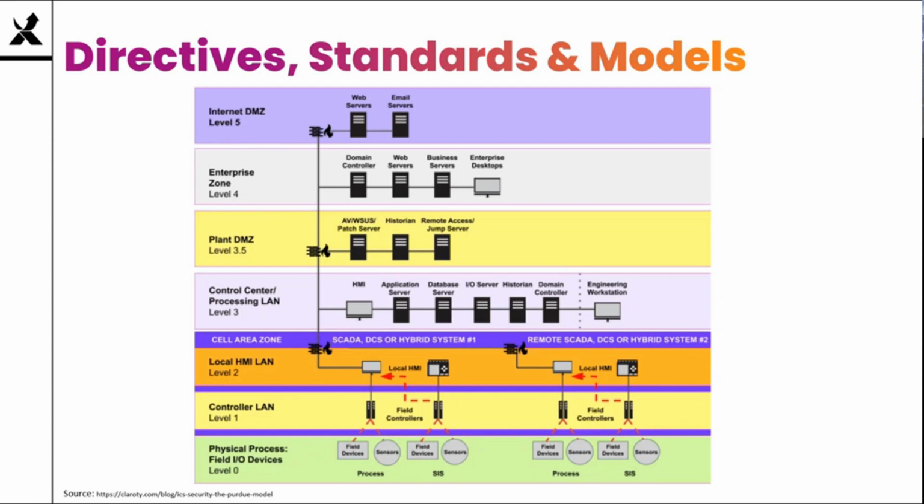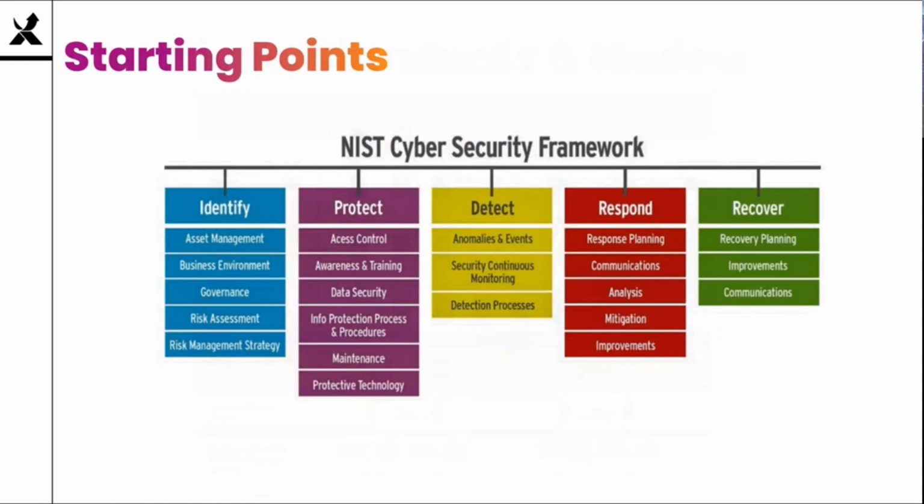At level 4, systems like ERP, planning software, databases, email servers, and other systems are placed. And then level 5 is more the IT network and even the internet if you want to.